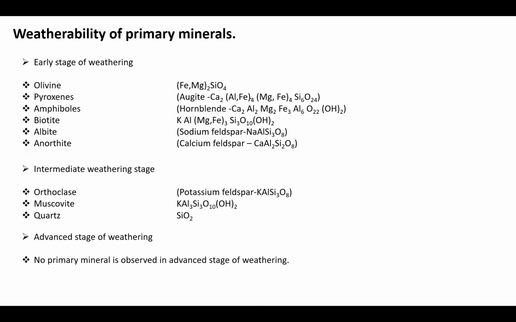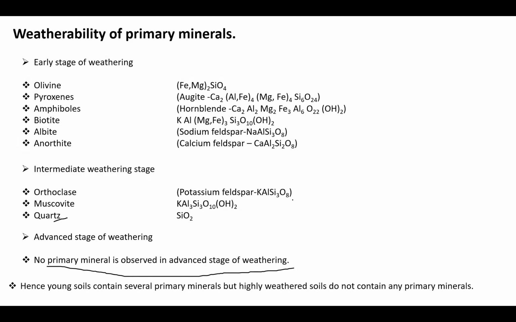In the advanced stage, no primary minerals will be observed. So during the early stage of weathering, we can see release of olivine, pyroxenes, amphiboles, biotite, albite, and anorthite. Whereas in intermediate weathering, we can see orthoclase, muscovite, and quartz. In the advanced stage of weathering, no primary minerals will be left to observe. That is why most young soils contain several primary minerals, but highly weathered soils do not contain any primary minerals. In young soils we can see a lot of primary minerals, whereas in highly weathered soils we cannot see any primary minerals.